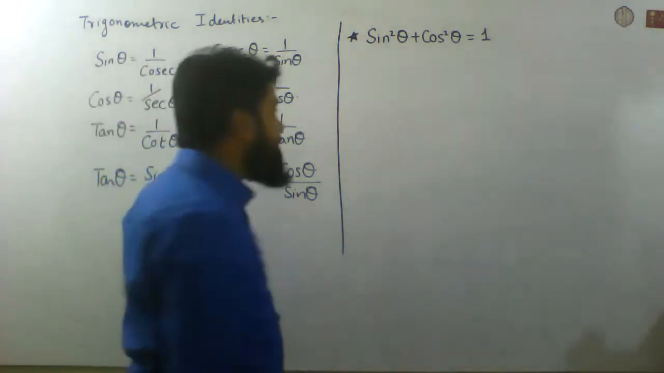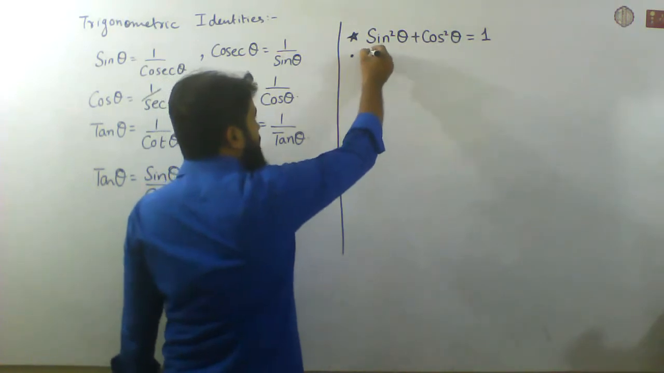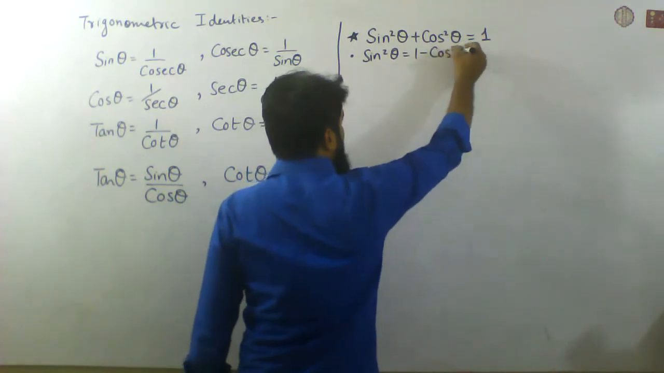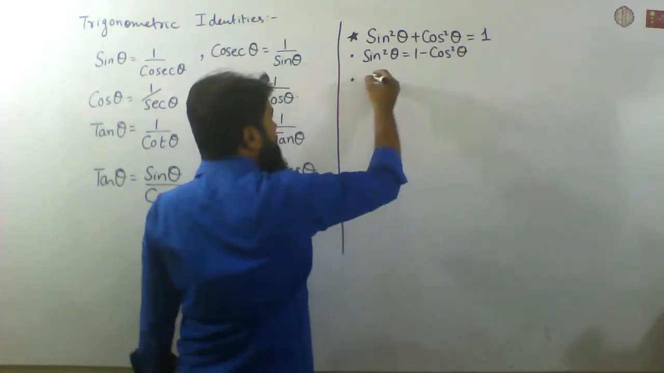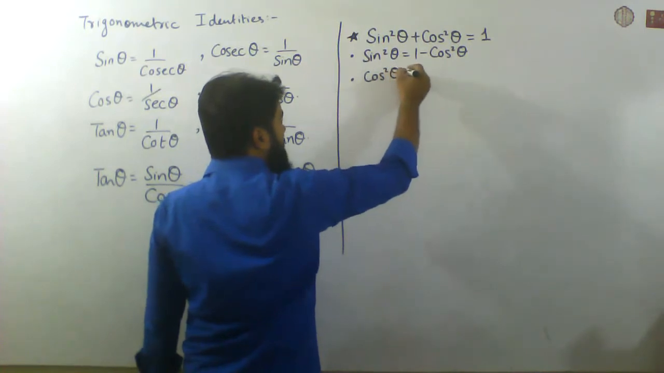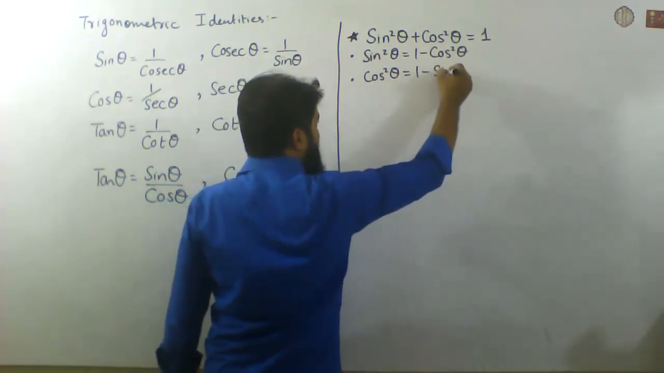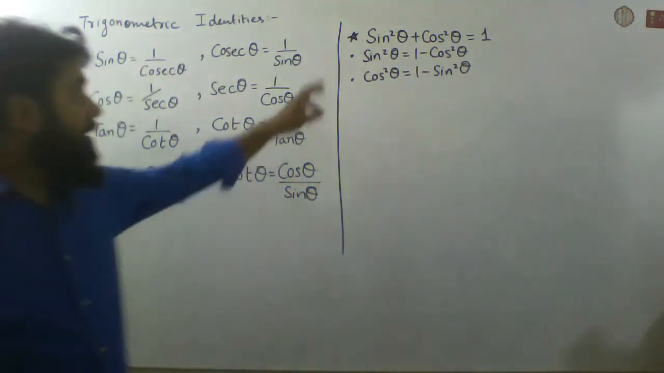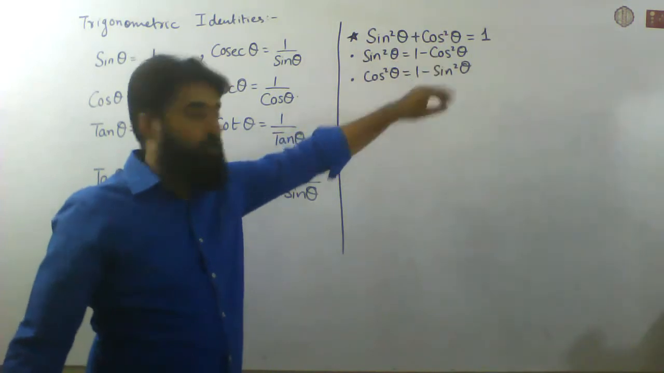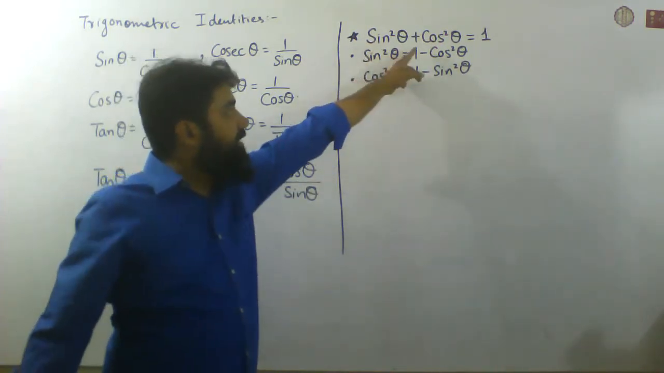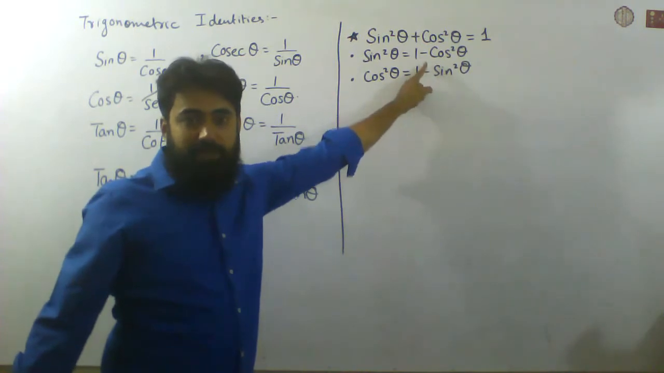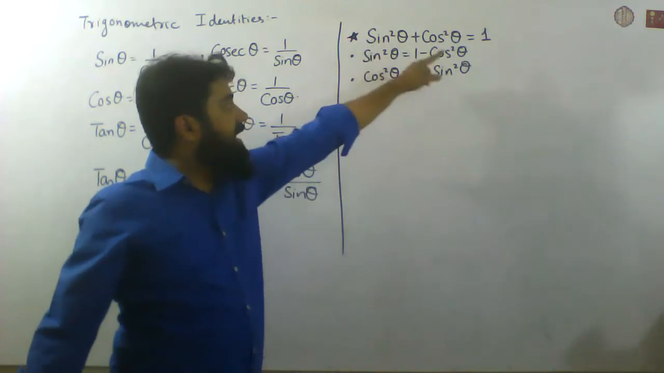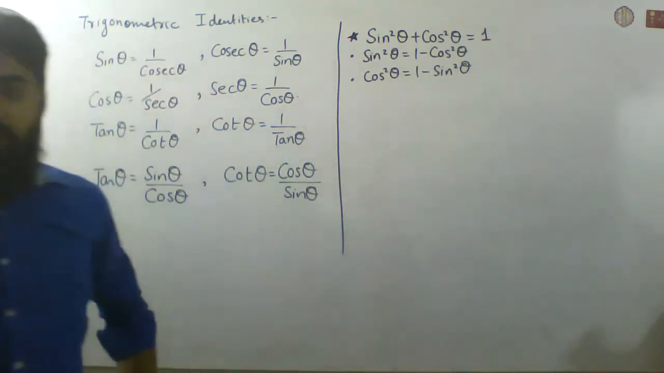What are the different variations you can have here? You can have sin square theta equals 1 minus cos square theta, or cos square theta equals 1 minus sin square theta. In one variation I have shifted cos square to the other side, giving 1 minus cos square. In the other, I have kept cos square on the left side and shifted sin square to the right side, and got this result.